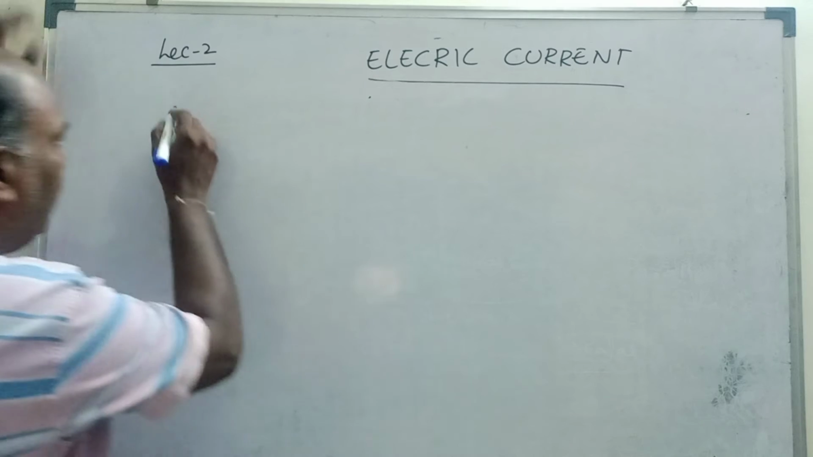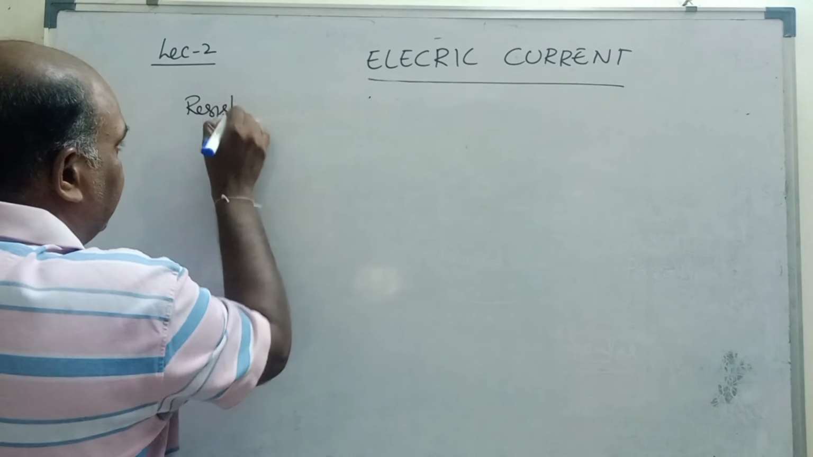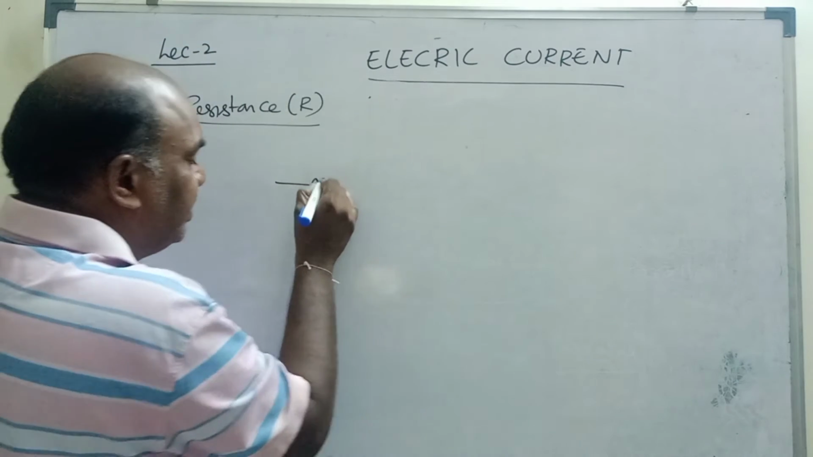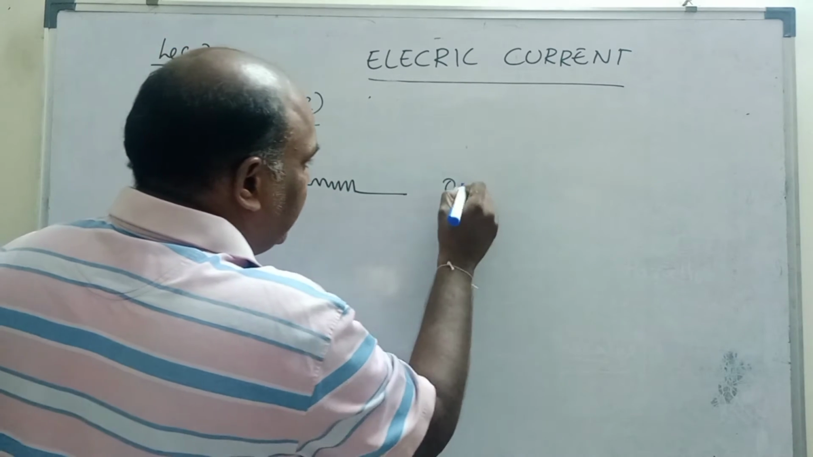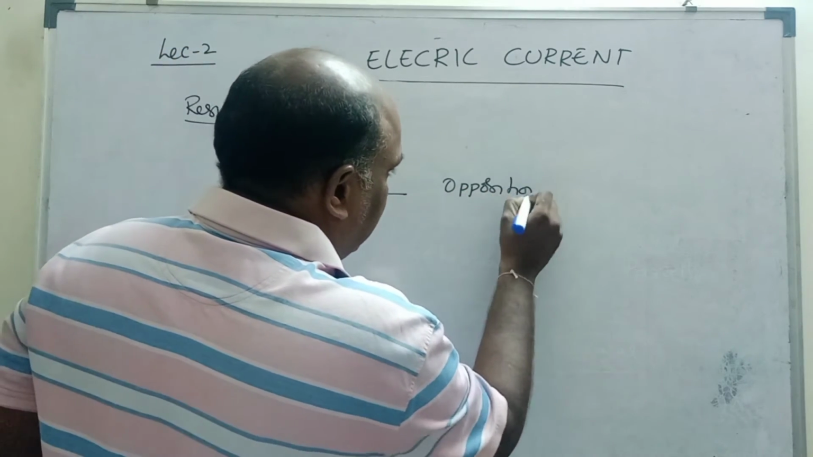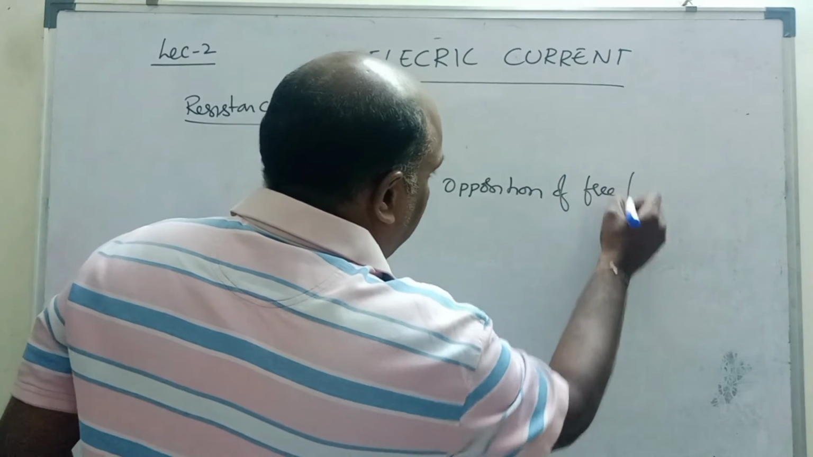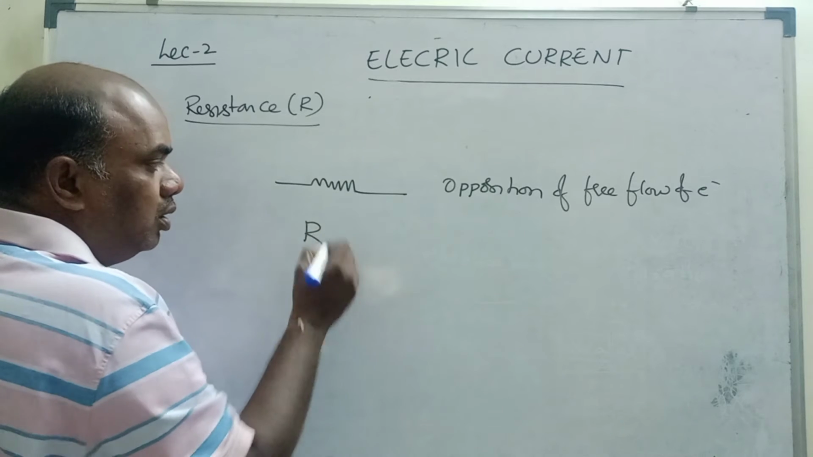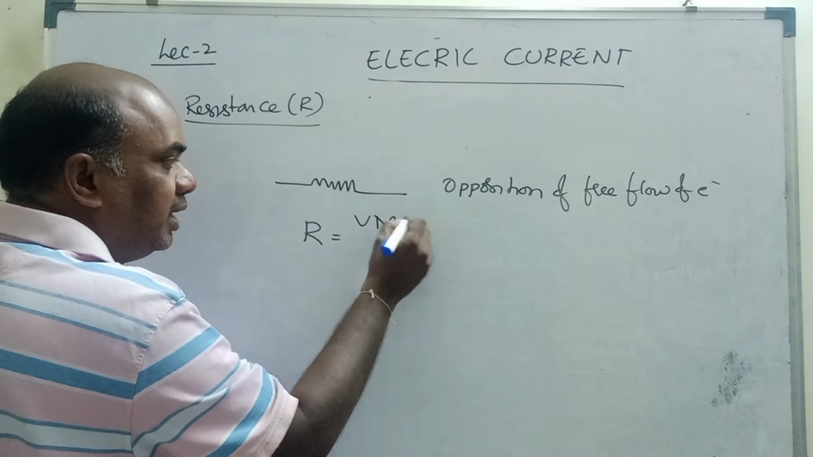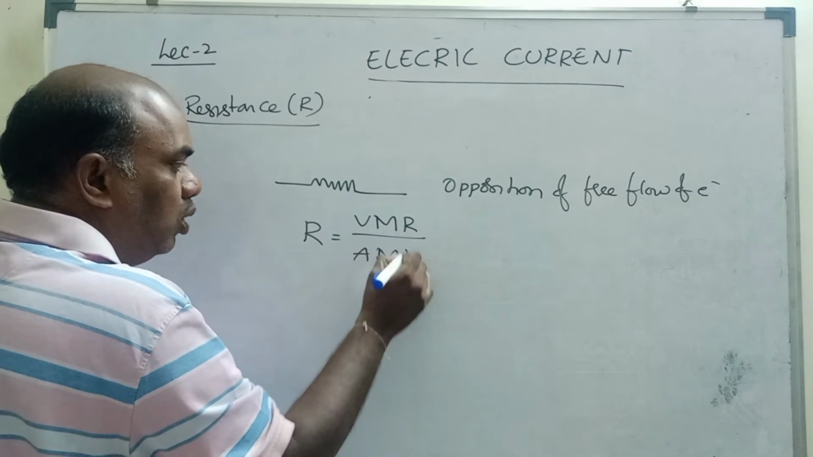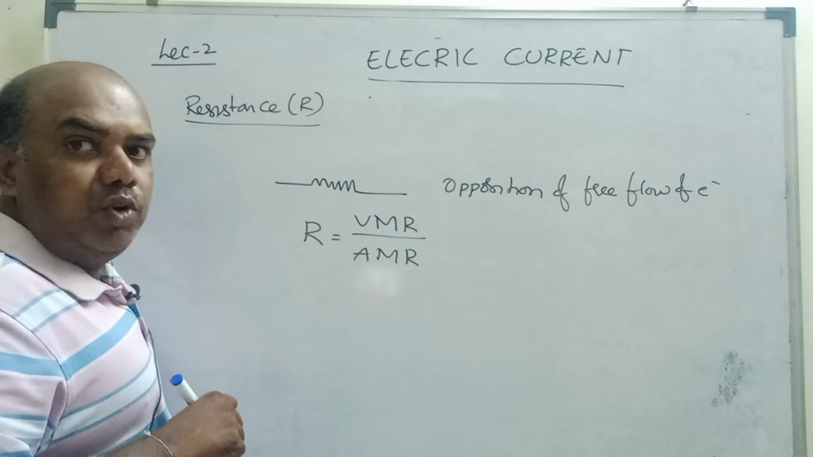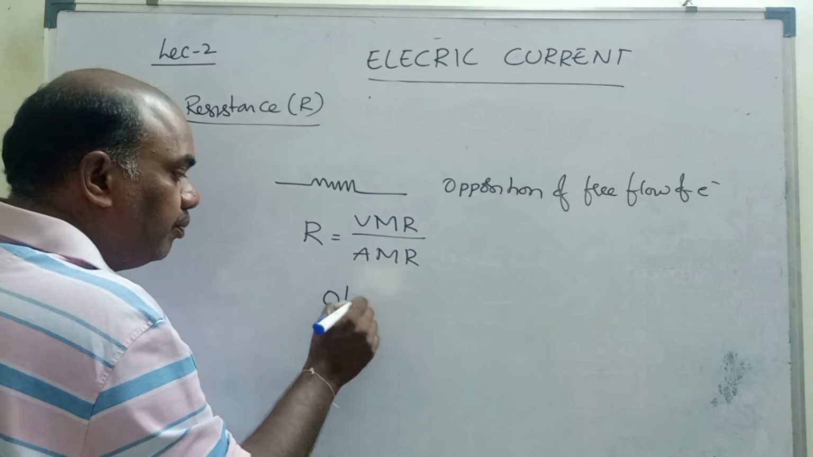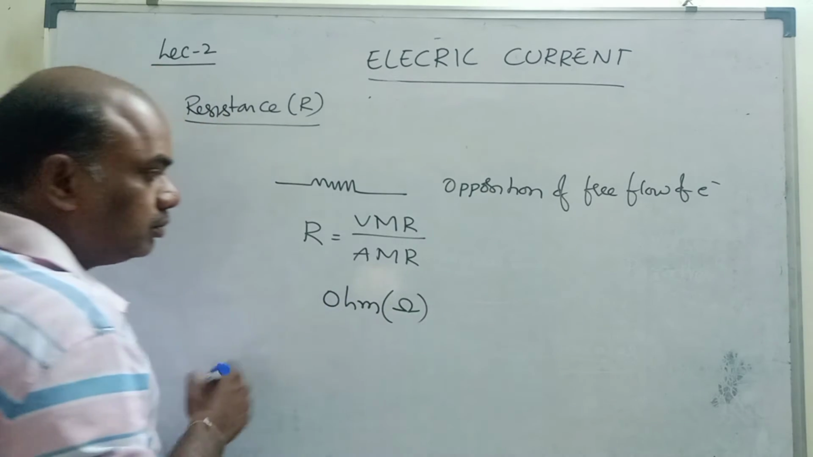Next, children, we saw resistance, denoted by R. This is the symbol of resistance. Resistance is nothing but the opposition to the free flow of electrons. To find the resistance, we need the voltmeter reading and the ammeter reading. We have to calculate the ratio of the voltmeter reading and the ammeter reading, then you will get the resistance. Resistance unit is ohm. This is the symbol of ohm.